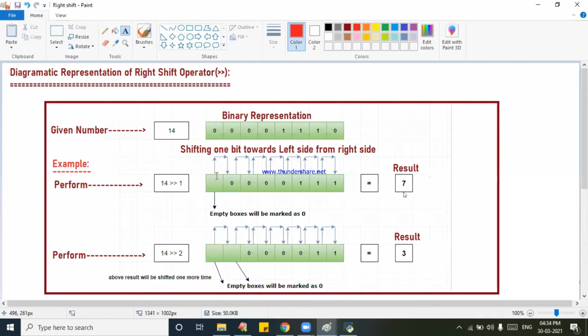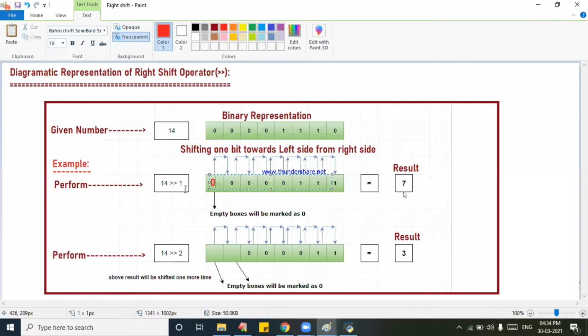You see the bits shifting to the right side in the diagram, with arrows. When I shift it, the last 0 is gone, and the empty box is filled with 0. Only one value is shifted, that is 0. Now convert the binary 1 1 1 1. The result is 7. According to our formula, 14 by how much?